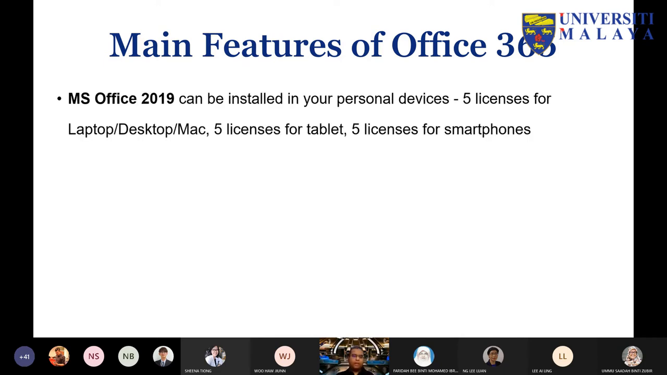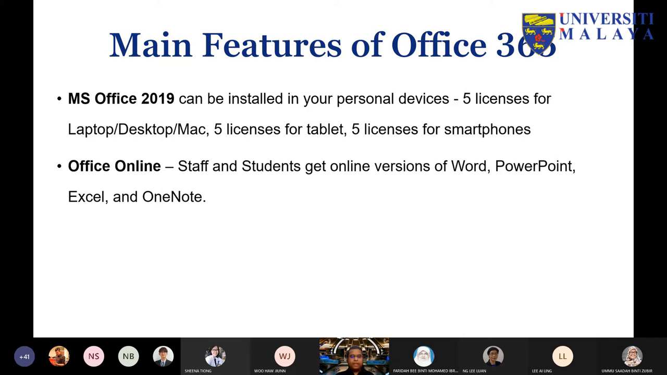Firstly, you have five licenses. Every Office 365 account that we have has a total of five licenses. These five licenses can be installed on your tablets, your smartphone, your laptop, your desktop. All these devices are available for you to install the five licenses, yeah? I will strongly discourage sharing these licenses.